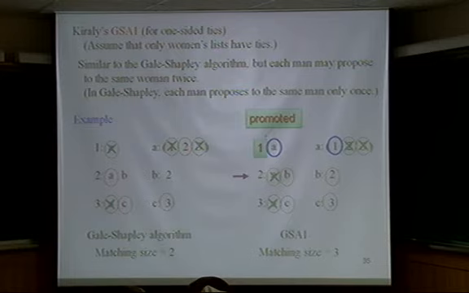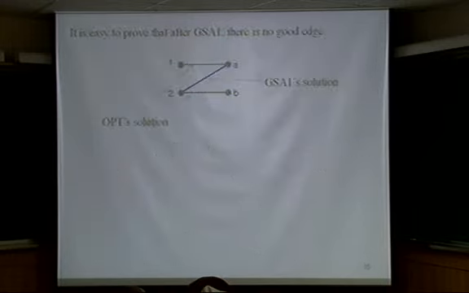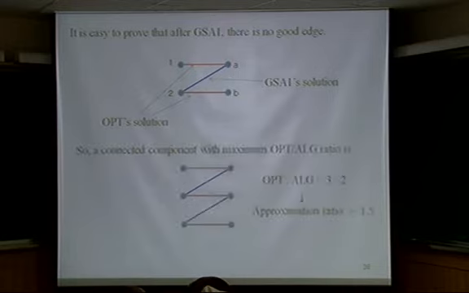Okay, so in the last step, 2 is promoted as well, right? No, 2 is matched with B. If he is rejected by B also, then she will be promoted. Kirari proved that after his algorithm, there is no such component. So the connected component that maximizes the ratio is this one. So the upper bound of 1.5 is guaranteed.